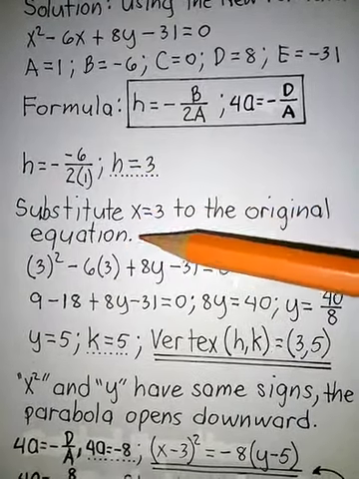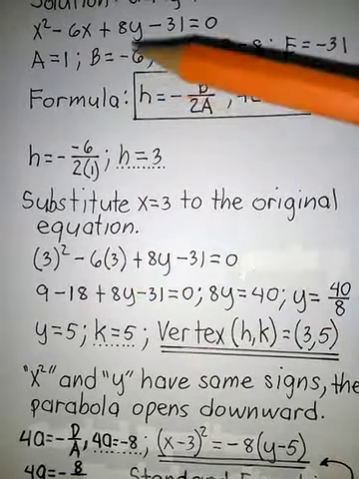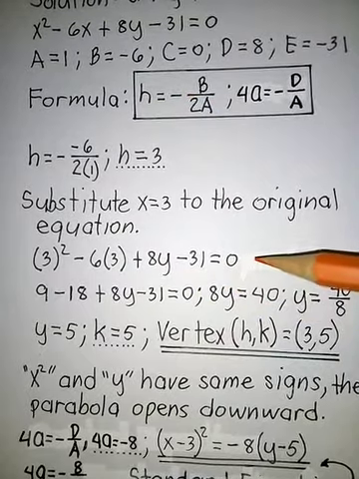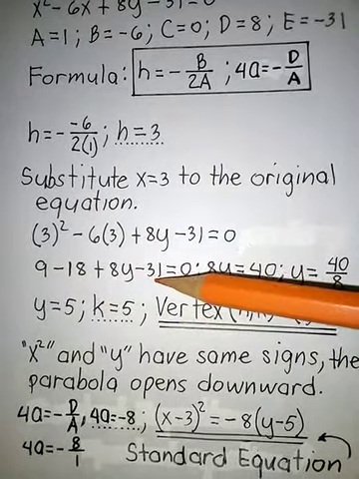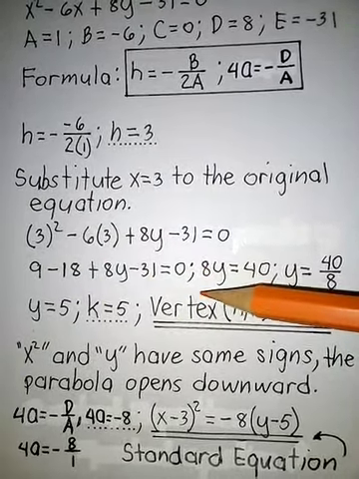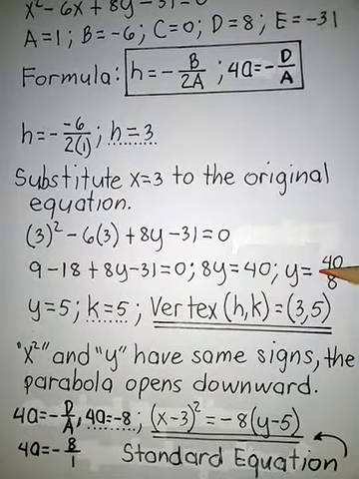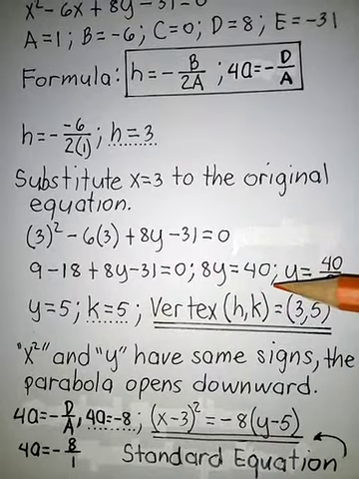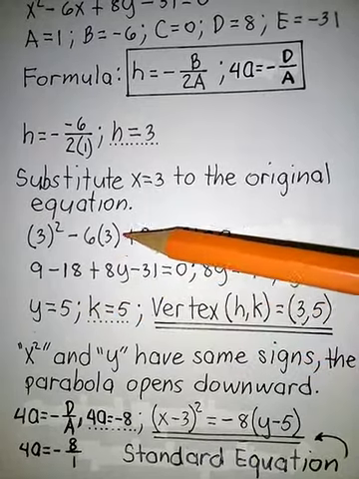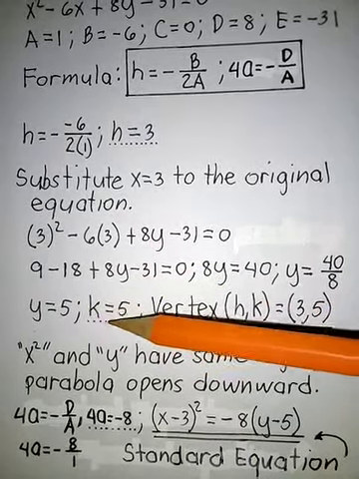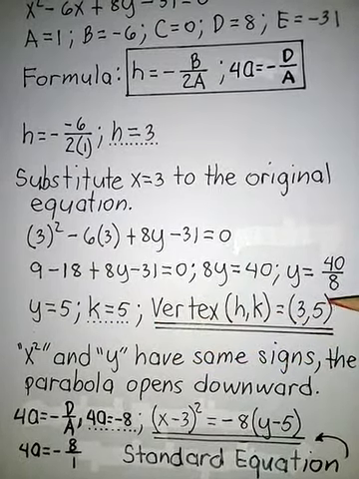Substituting, we have 3 squared minus 6 times 3 plus 8y minus 31 is equal to 0. Simplifying, we have 9 minus 18 plus 8y minus 31 is equal to 0. Transposing the constant to the right, we will have 8y is equal to 40. And then y is equal to 40 over 8, or y is equal to 5. And y is also the value of k. So, k is equal to 5. The vertex now, h, k, is equal to 3, 5.